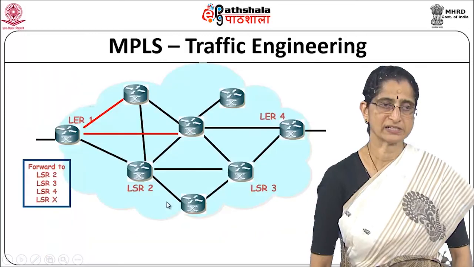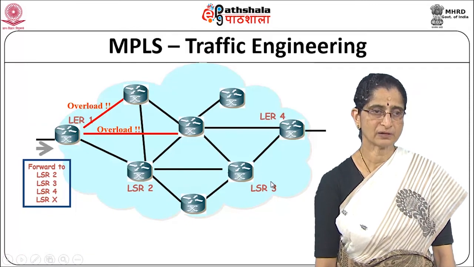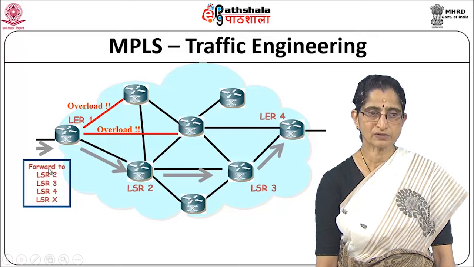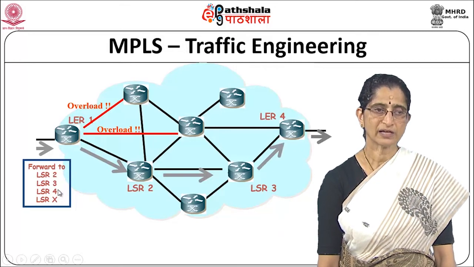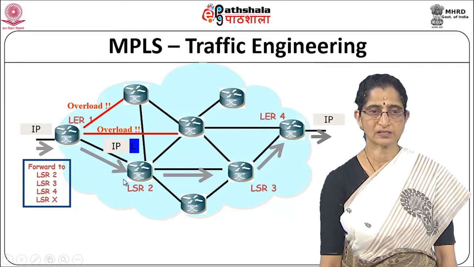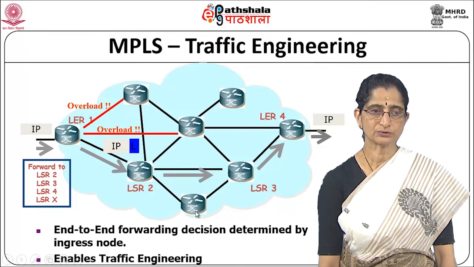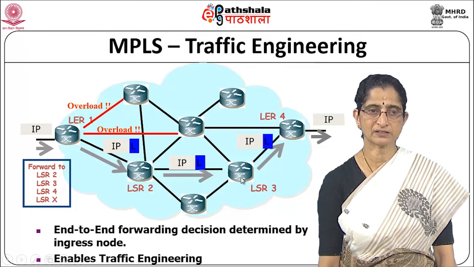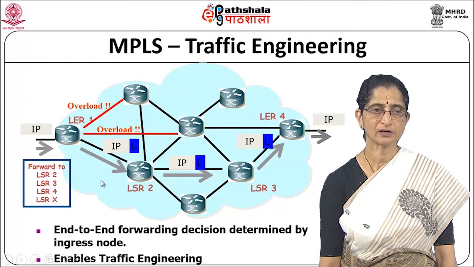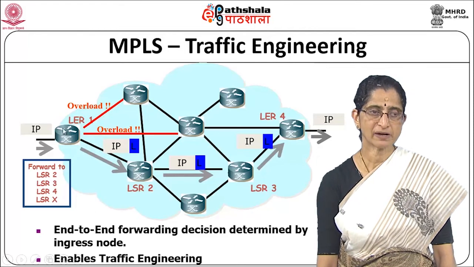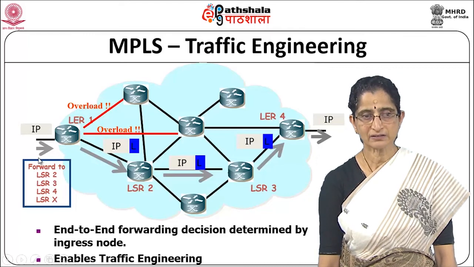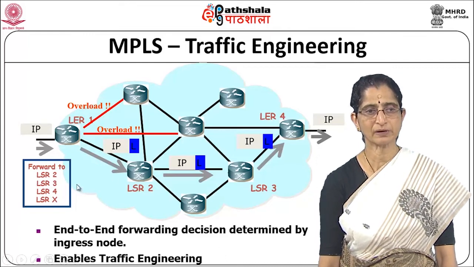So how is that done? You can see, for example, let's say these two are overloaded. Now this is the normal path. So what can we do? You can set up a path which says forward to LSR 2, 3, 4 and X. So once an IP packet comes in, it's forwarded to LSR 2, and then from LSR 2 to LSR 3 and then from there to LSR 4. So an alternate path is taken when this is overloaded. This end-to-end forwarding decision is made at the ingress node. So the ingress node can make this switch, and it will help to support traffic engineering by choosing alternate paths.